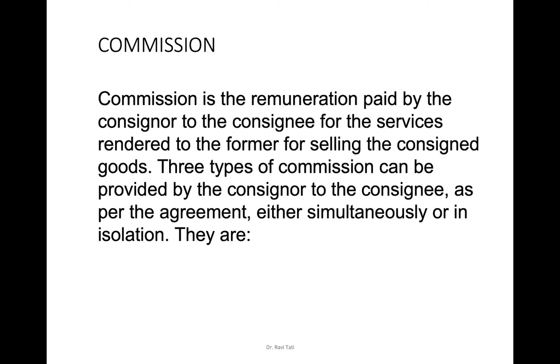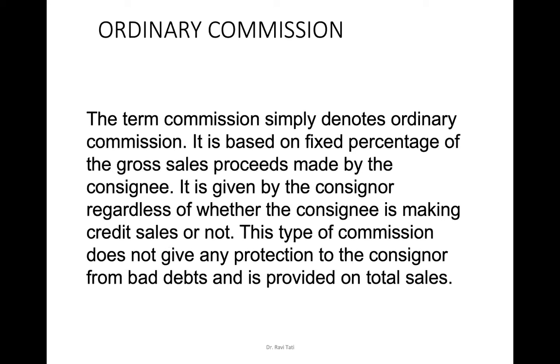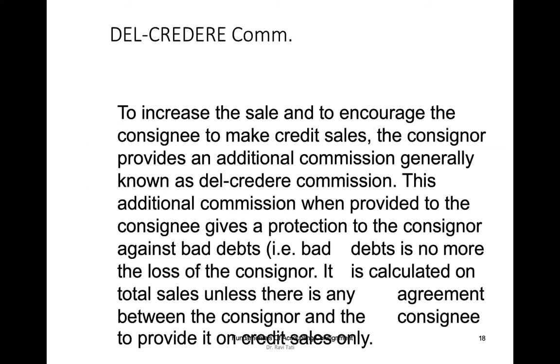Commission is the remuneration paid by the consignor to the consignee for the services rendered to the consignor for selling the goods consigned. Three types of commission, okay? Ordinary commission. The term commission simply denotes ordinary commission, right? It is given by the consignor regardless of whether the consignee is making credit sales or not. This type of commission does not give any protection to the consignor from bad debts. If there's a credit sale and the amount is not collected, the consignee is not responsible for that because he is receiving normal commission.